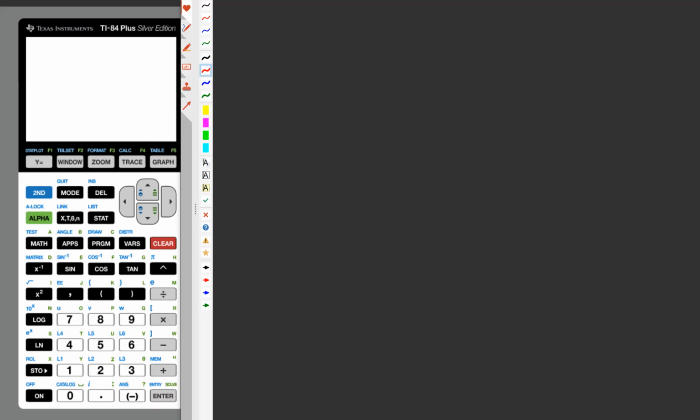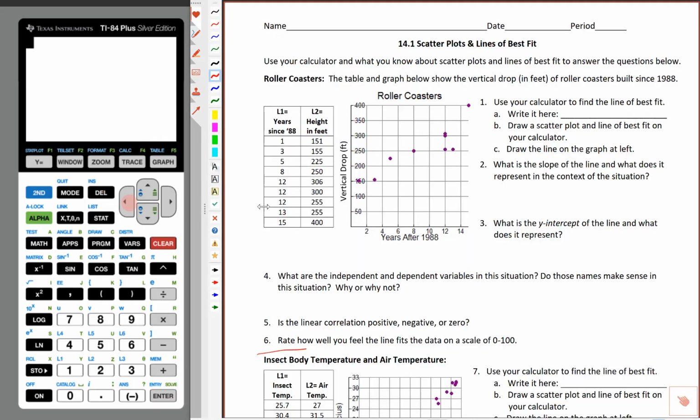So I'm going to go ahead and shrink the screen here so that I can see the calculator and the data. Now here's what this is about. This is about the vertical drop in feet of roller coasters built since 1988. So this is the years after 88. So year 0 right here, that would be in 88, and then 2 years after that, that would represent 90. And this is a very common thing to do, because then we don't have to start off with like 1988 and 1989, and so the numbers here can be smaller. We don't have to type in these gigantic 4-digit numbers here.